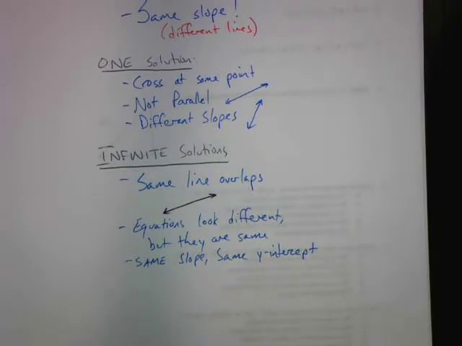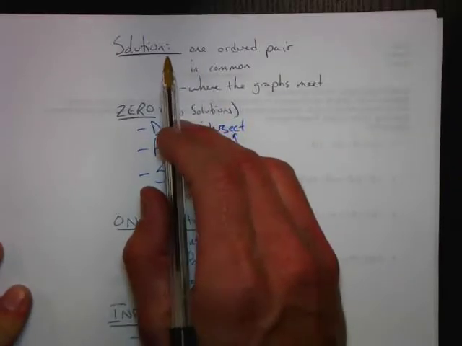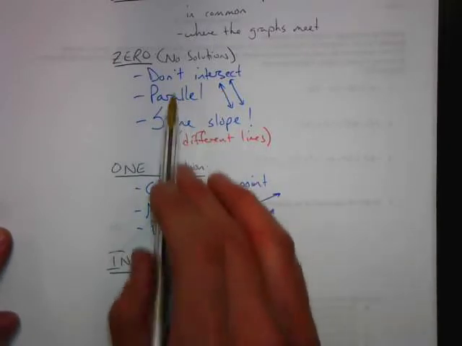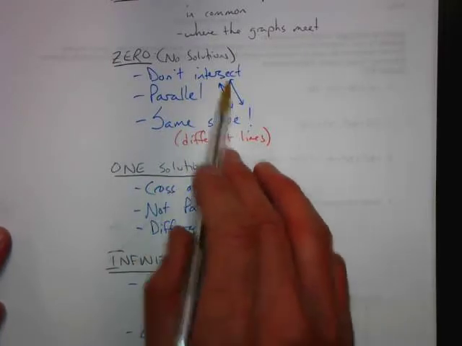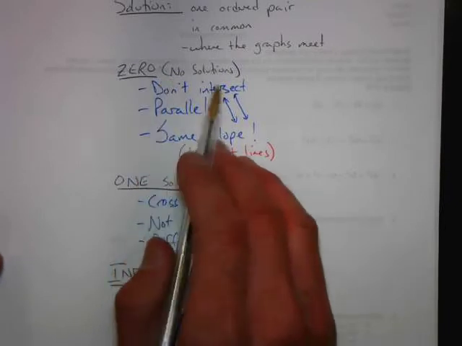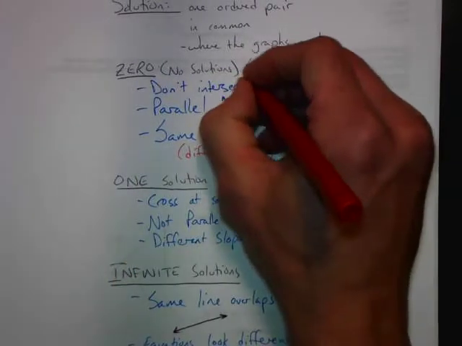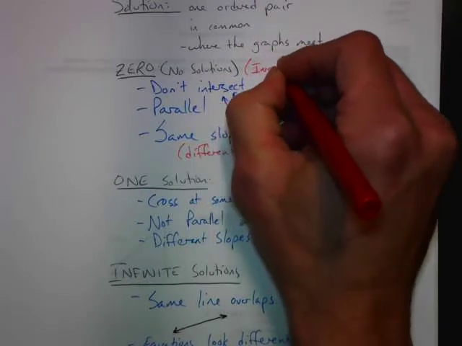All we have to do is remember the concepts. The solution of a system of equations is where the graphs meet. If the graphs are parallel, two different lines, but they're parallel, they have no intersection, that is zero solutions. And that's a vocab term that's called an inconsistent system.